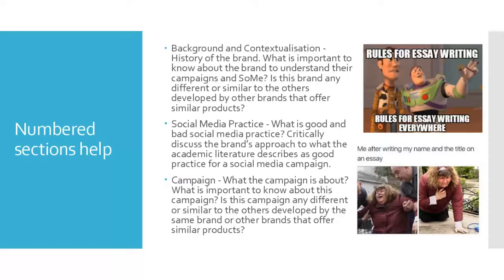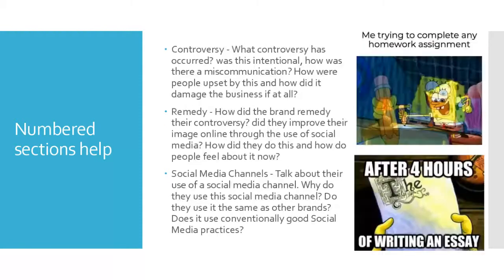So the numbered sections, you can include a background and contextualization. So that's the history of the brand, what's important, what do we need to know to understand what you're going to talk about. Social media practices, what do they do that's good, what do they do that's bad. Critically discuss the brand's approach to what's good as referred to in academic literature. About a campaign, is there a campaign that you're talking about? What's it about? What do they cover? What's important that we need to know about the campaign if we're going to understand their use of social media?